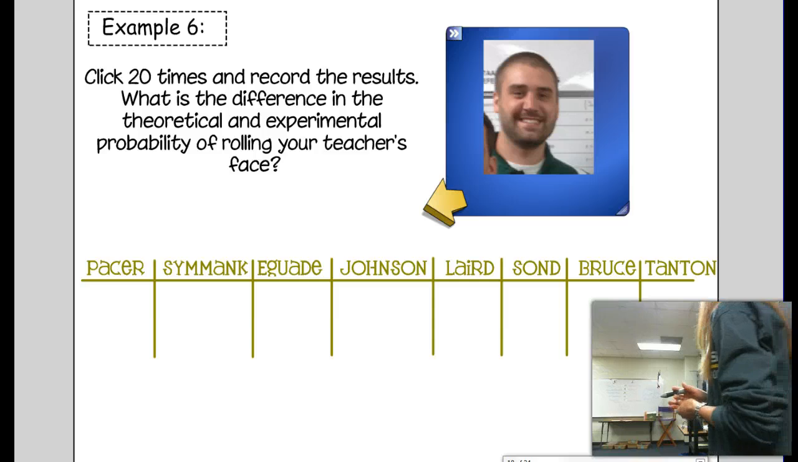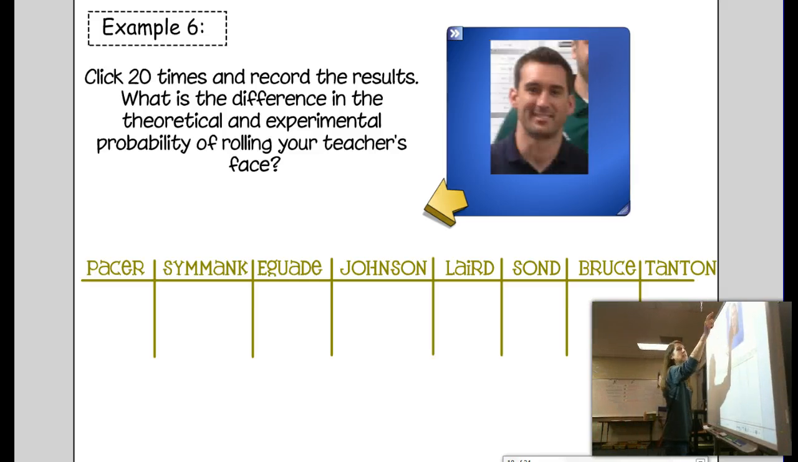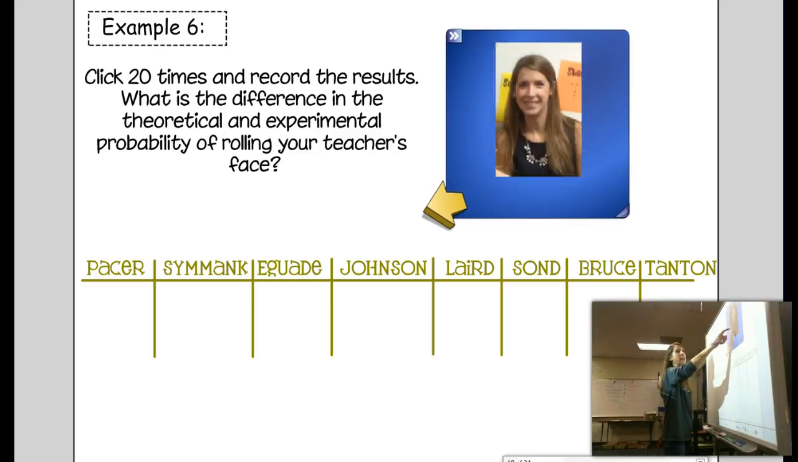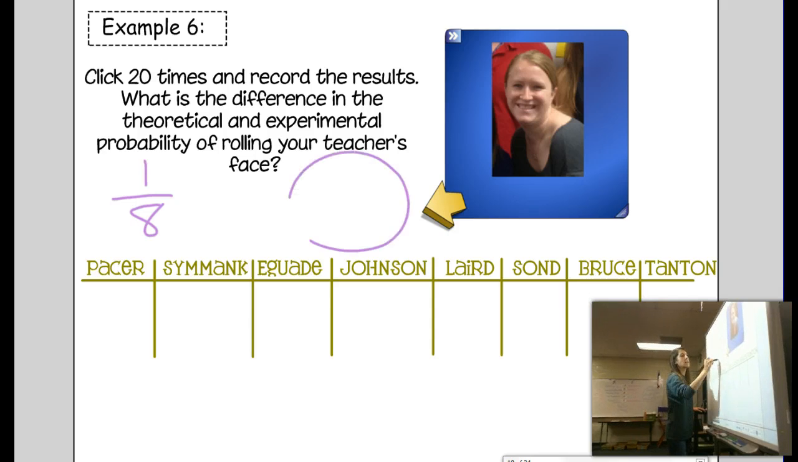All right, final example of the day. I put every math teacher's face on this little interactive thing, and every time you click it, it changes to a new math teacher's face. So we're going to find the probability of rolling my face on that die. Now, there are how many teachers? How many names are up there? There are 8 math teachers. So what's the theoretical probability that we're going to get my face? 1 out of 8. 1 out of 8 is in theory. We're going to see how many times it happens in real life.